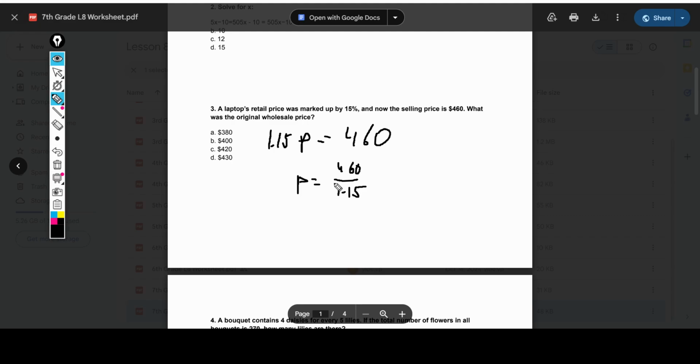And then you can just do long division. So how many times does 115 go into 460? It goes 4 times exactly. So for 1.15, this should be equal to 400. So we know that our original price is 400.